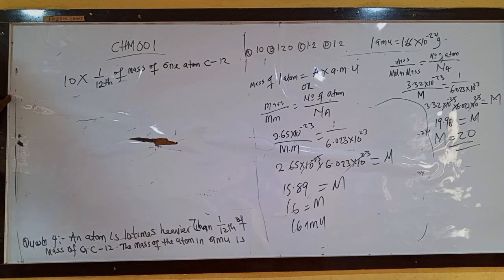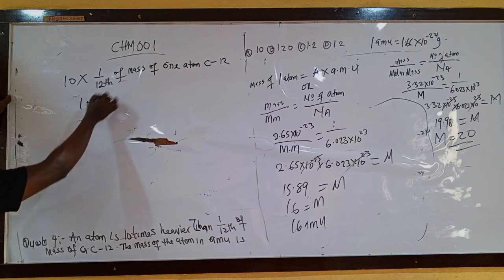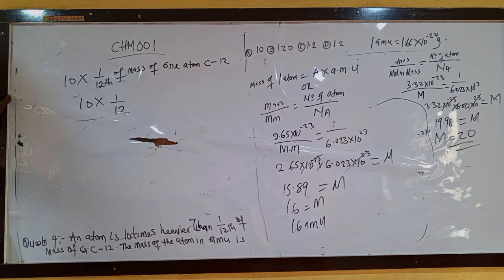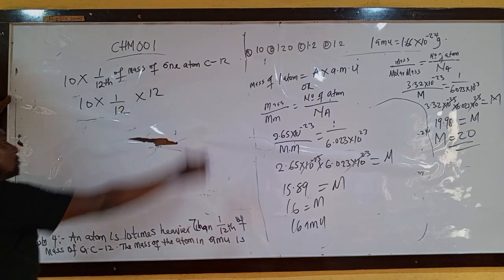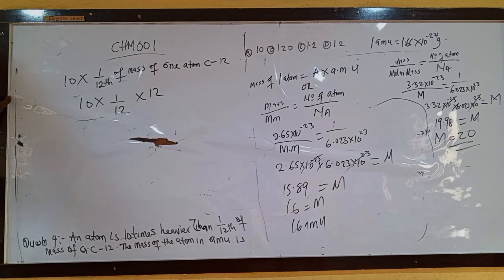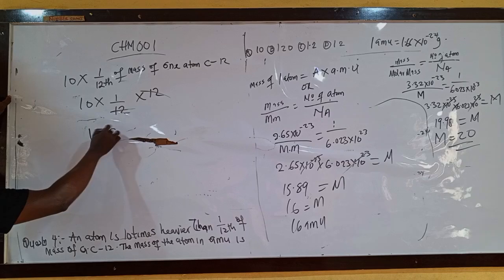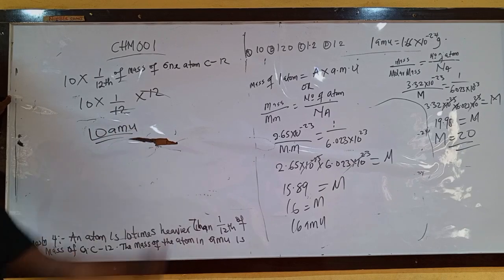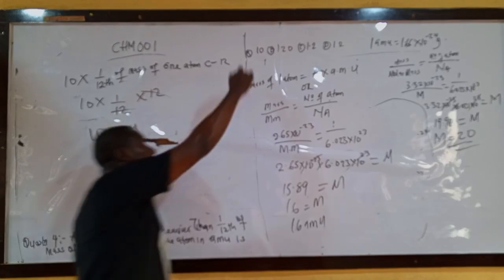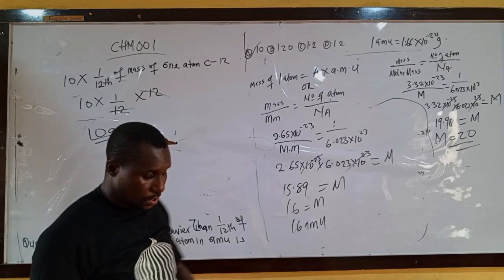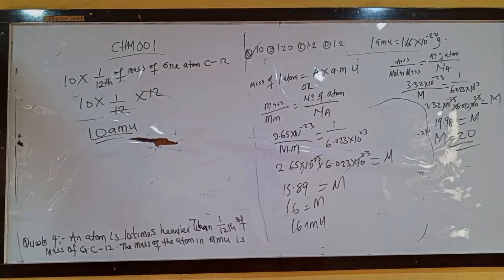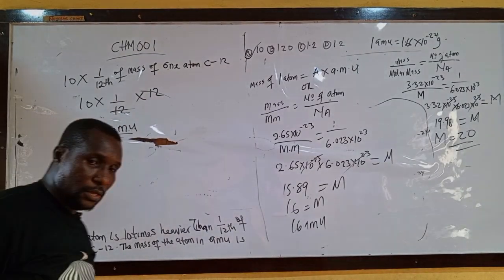So now, the mass of the atom in AMU is, that means 10 times 1/12 times the mass of one atom of carbon-12, which is 12. The 12 cancels the 12. What do you have? The answer is 10 AMU. The answer is option A. Please take note of that, option A.